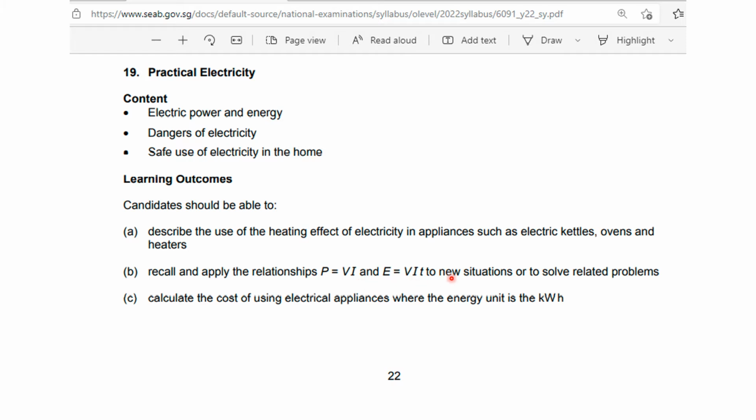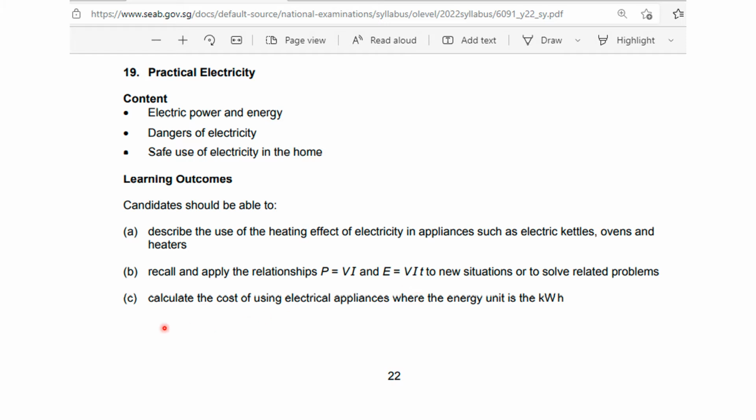Take note that for most questions, as long as you are not calculating the cost of electricity, in the energy formula V and I are in volts and amperes, and time will always be in seconds. Your energy's unit will be in joules. That is for most scenarios.